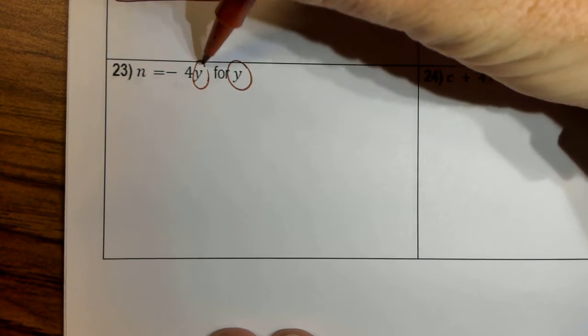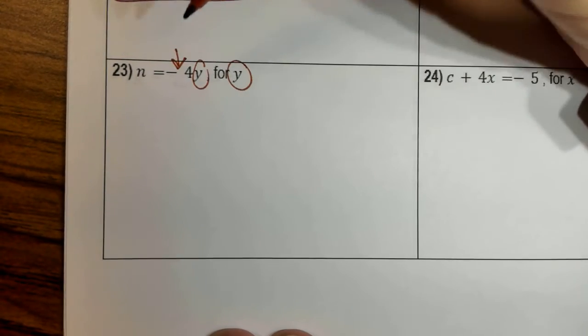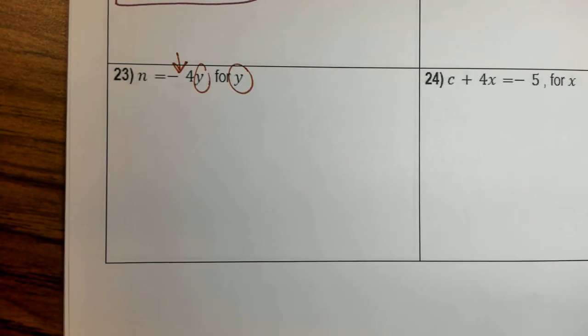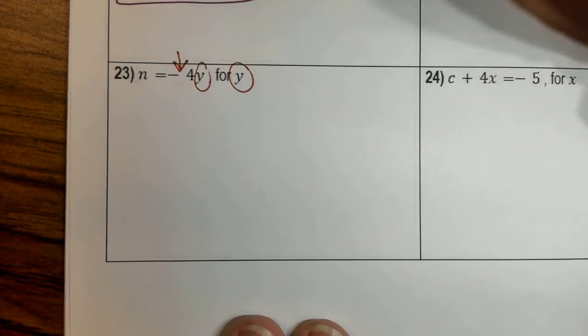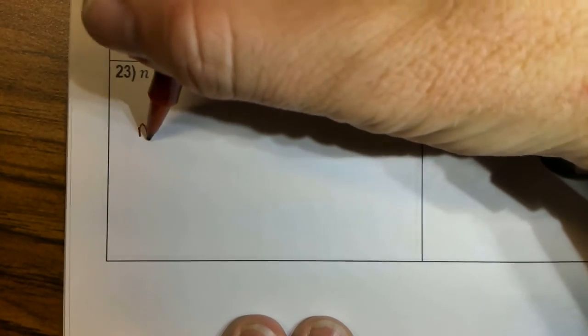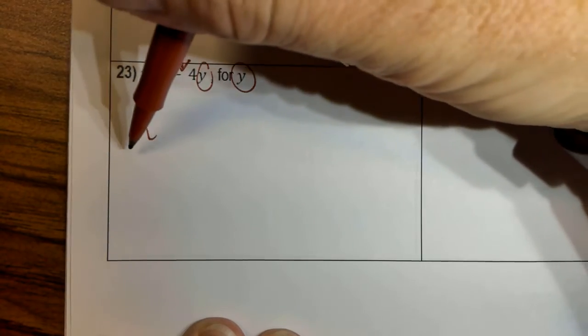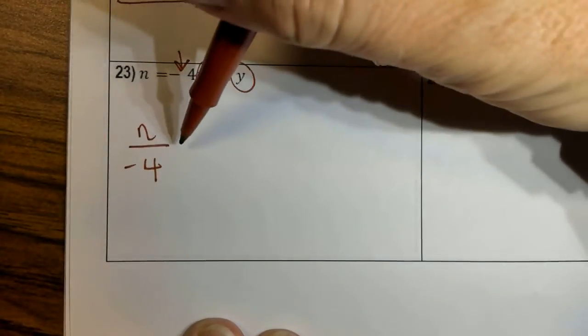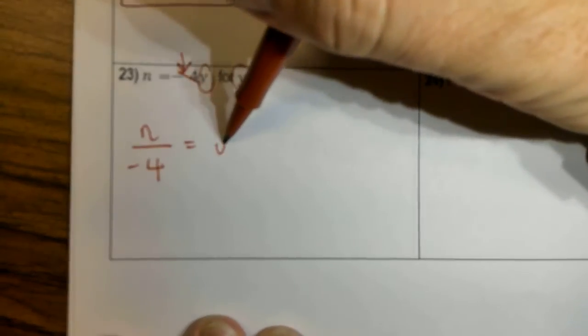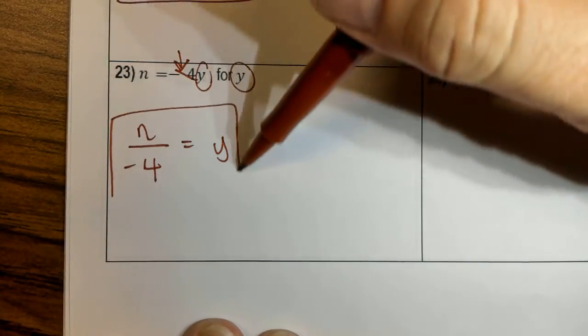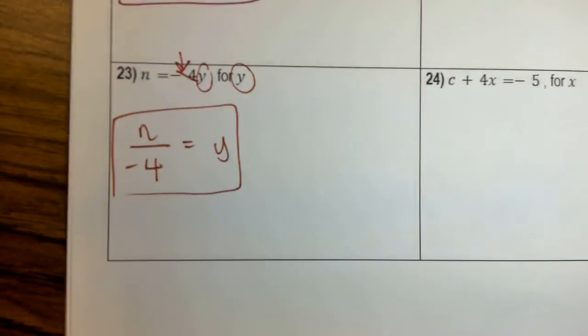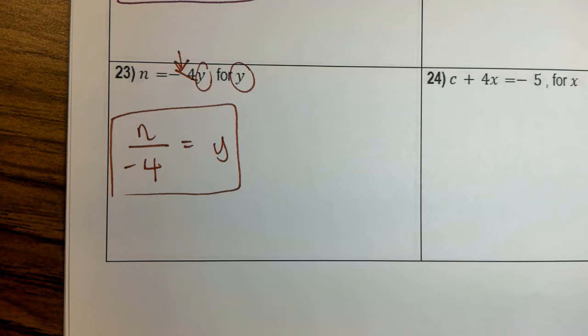Okay, I want to get Y. Here's Y. I want to move -4 away from Y. We're no longer friends. Leave me alone. Okay, so I'm going to start with the other side. I have N. And look, -4 times Y, the opposite of times is divide. And I divide by -4. And that gives me Y by itself.